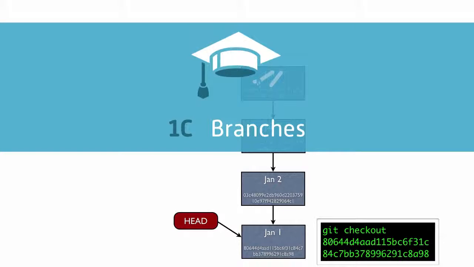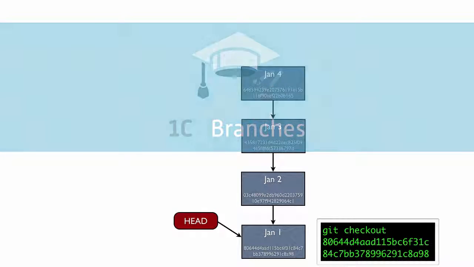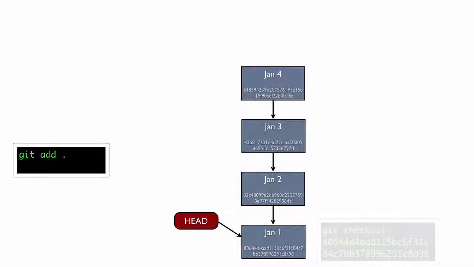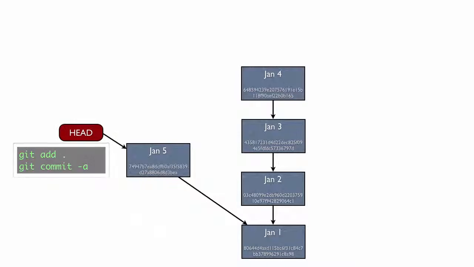Because you have this ability to travel back in time, you also have the ability to create alternate histories, a sort of parallel dimension in your code. If you make a new commit when you've traveled back in time, your commit is added in parallel to your existing history. This is called a branch. Each branch has its own independent version of your files. This is useful to keep multiple streams of work from interfering with each other.